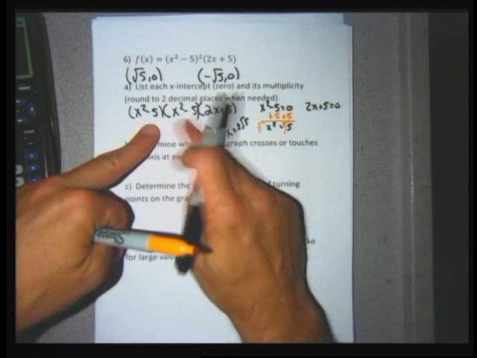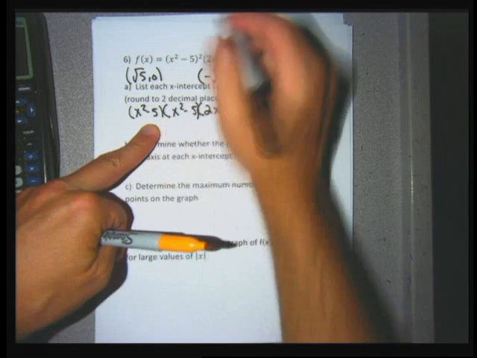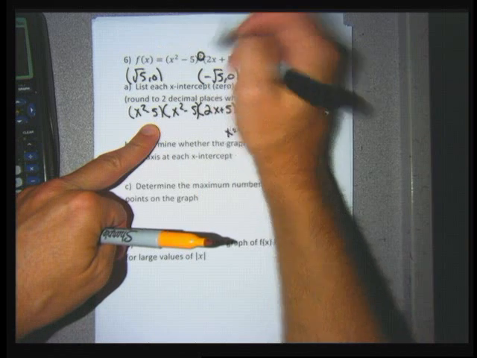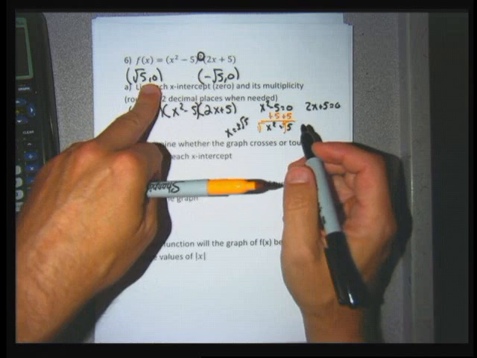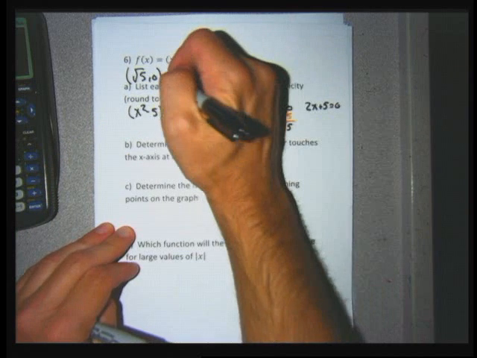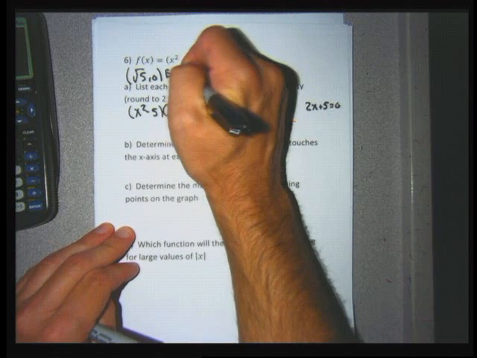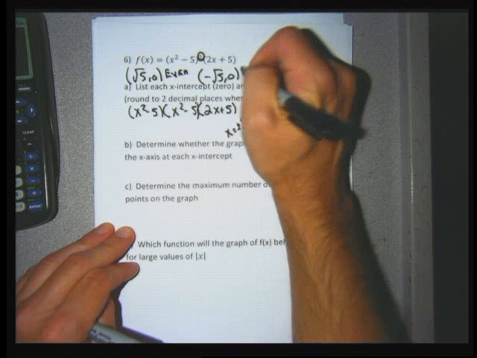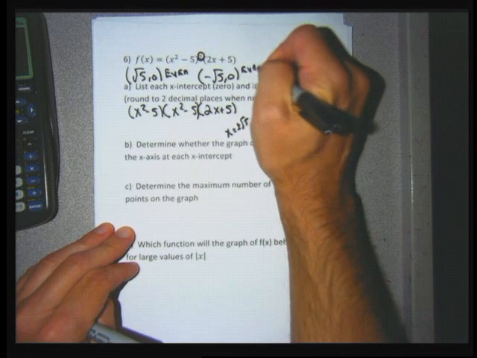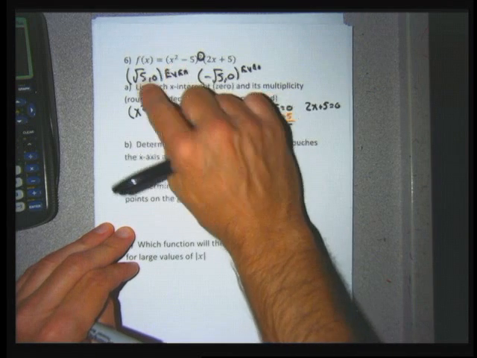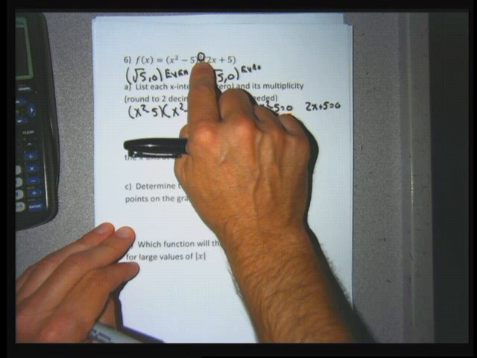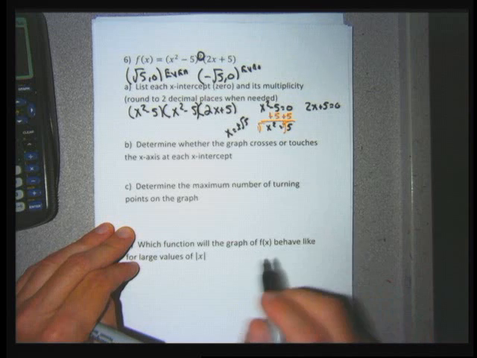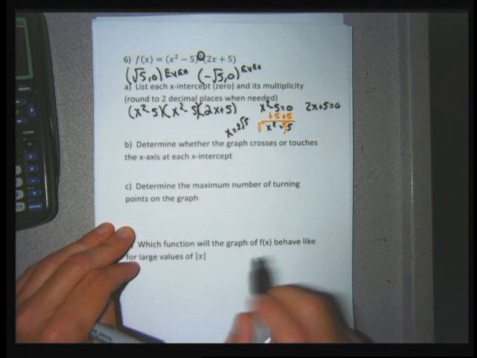Because this came from an exponent that has 2 as its power, each one of these is going to be an even multiplicity, and the graph is going to touch the x-axis for those. So each one of these, 0, square root of 5, and negative square root of 5, came from something that had a multiplicity that was 2, which is even. So the graph is going to touch.